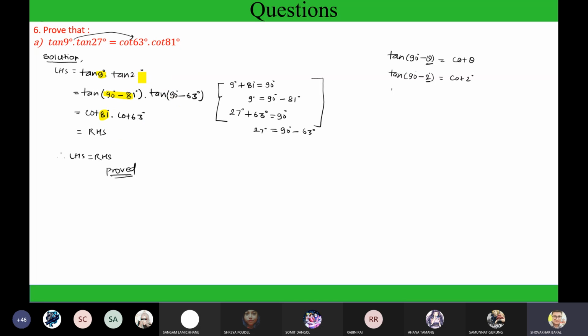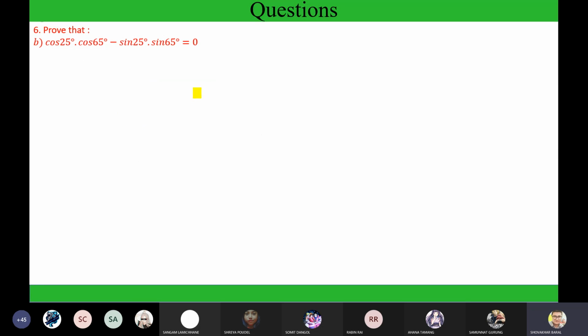Okay, 27 degree is changed into 90 minus 63 degree, and we have used the formula, it is cot 63 degree. Let's continue. This is also very important question. Cos 25 degree cos 65 degree minus sin 25 into sin 65. So let me talk about this question. Here see the angles are complementary pair again. They are in the product.